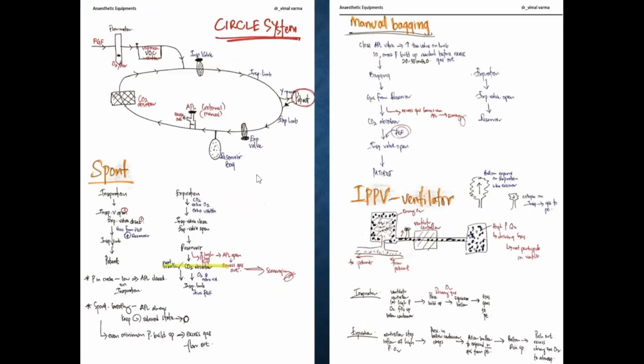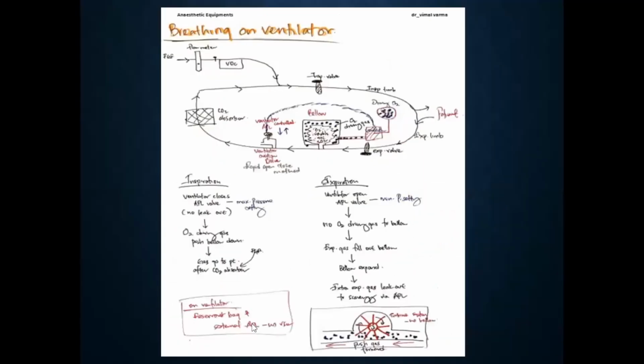So this is a circle system, again, without the ventilator involved. Then on spontaneous breathing, when you manual bag, what happens? And after that, when you put the patient on IPPV, the patient is not breathing, you paralyze the patient. So what happens? This is the ventilator part, how the ventilator actually controls the gas flow. Then you put the ventilator inside here. During inspiration, what happens, and during expiration, what happens.